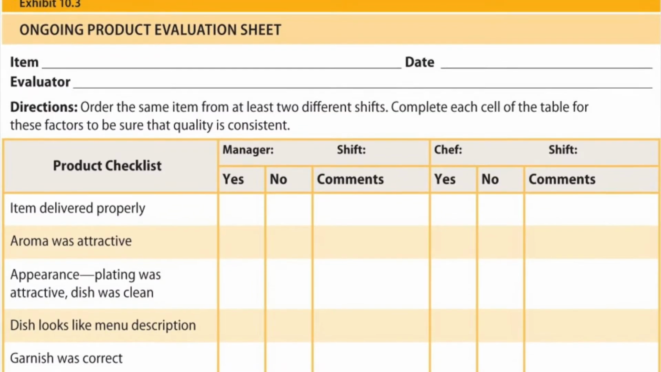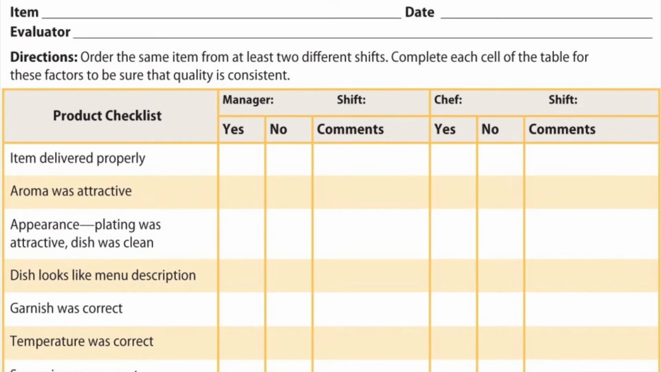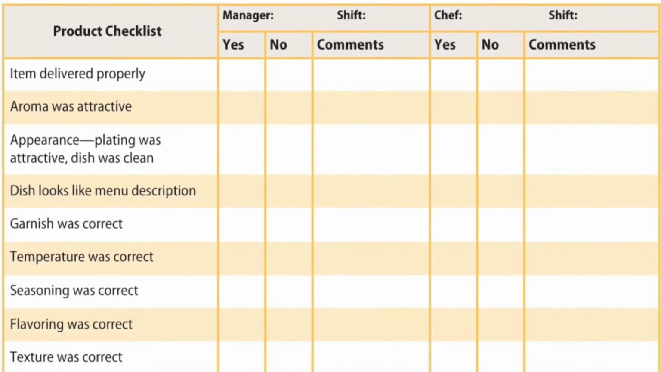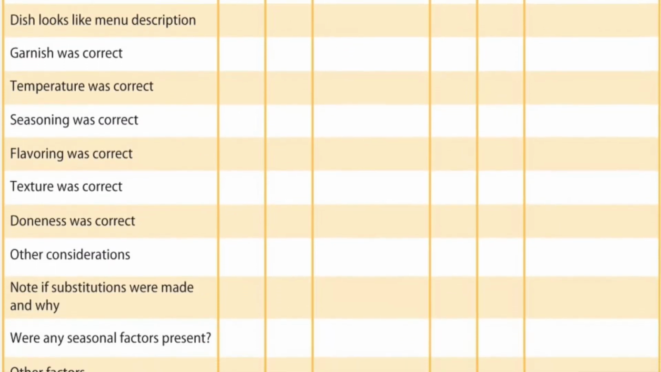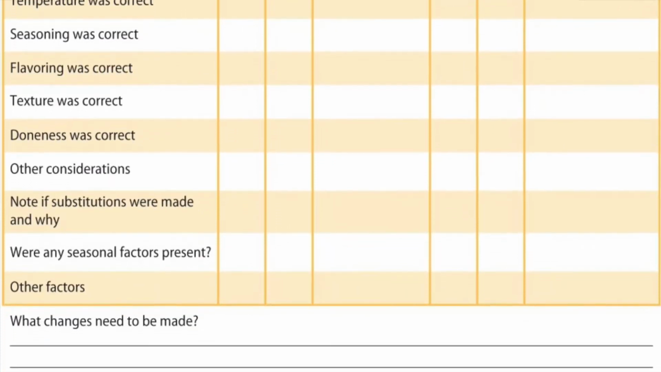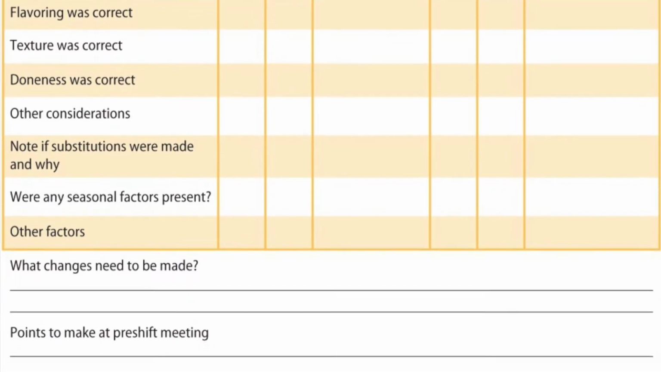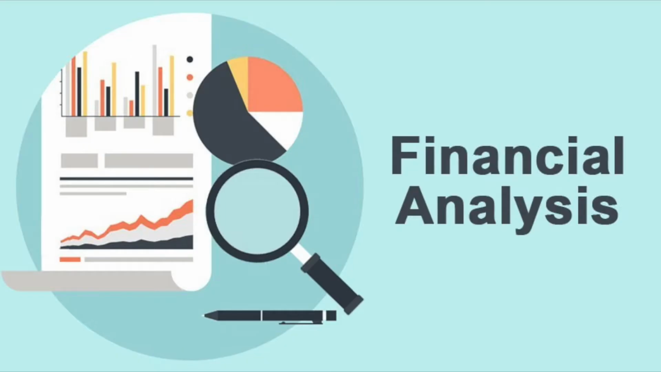A product evaluation sheet can be used to take notes about the meals used from the spot check. It's important to explain the results to the employees, including problems discovered and any changes that occur as a result of the evaluation. A close look at financial analysis.